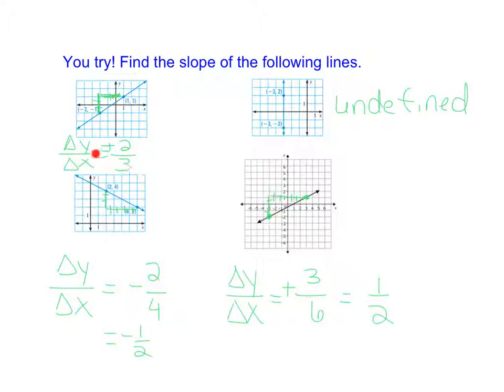I got positive 2/3. This line has undefined slope. Notice I didn't have to show the work for that if I know it's a vertical line. This line had slope of negative 1/2. This line had slope of positive 1/2. If you have any questions or maybe you think I messed up, which is always possible, let me see your work.